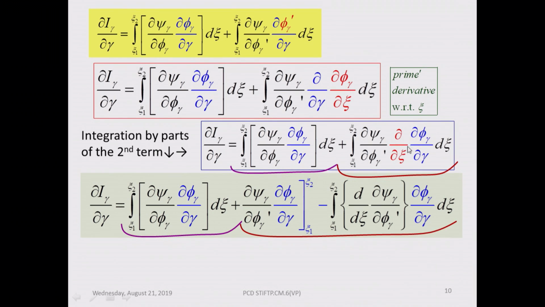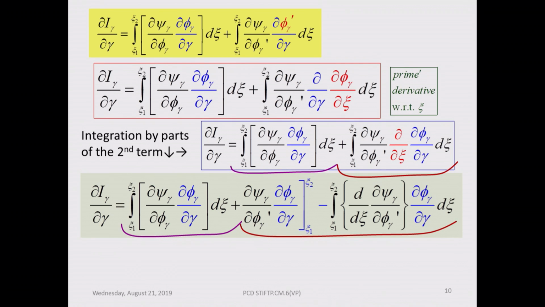So, you have del by del xi of del phi gamma by del gamma, and now you can go ahead and integrate this. The first term is written here just the way it was in the previous step, but here you have an integral of a product of two functions, one of which is a derivative with respect to xi, the very same variable over which integration is carried out. So, you know the total derivative, and that makes it very easy to integrate it by parts.